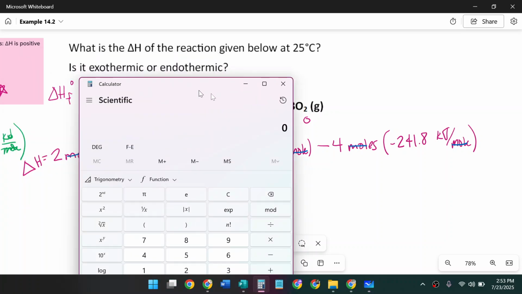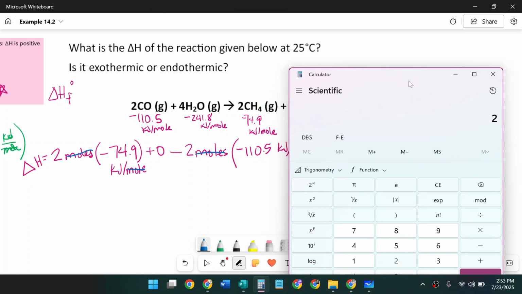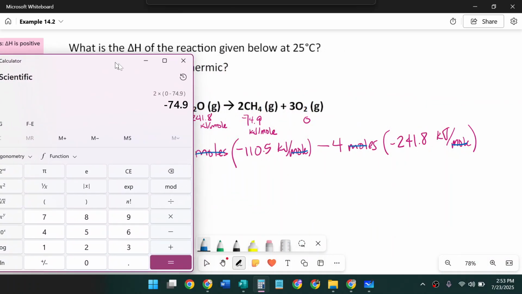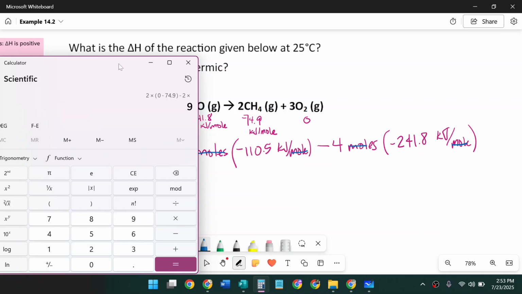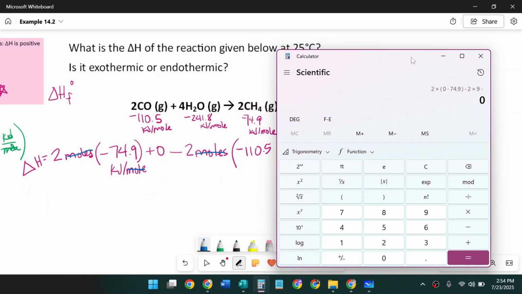All right, so let's move the calculator a little bit so I can see what I'm doing. So 2 times negative 74.9 plus 0, I'm not going to include the 0, minus 2 times negative, that might blow up my, let me start over. That might blow up my calculator because I forgot to put parentheses there. 2 times, oh, of course, okay, let me just hit enter and then clear it. There we go. 2 times negative 74.9.